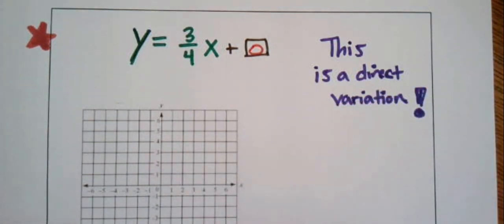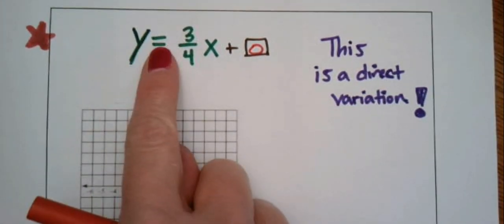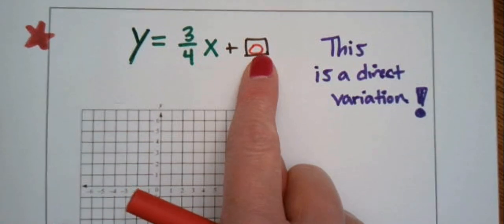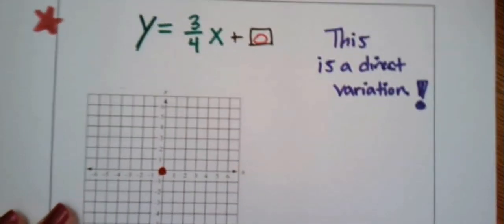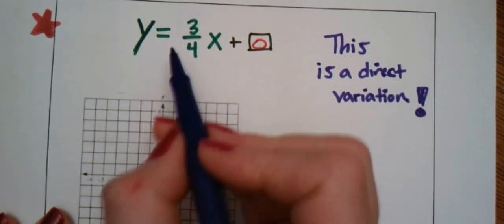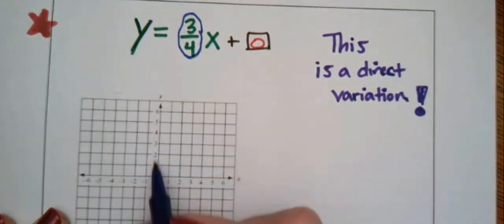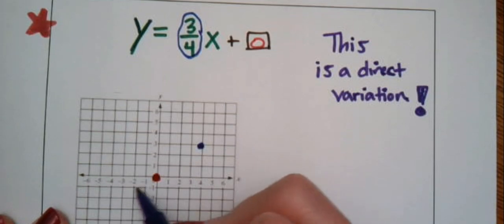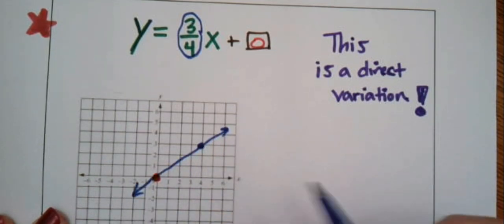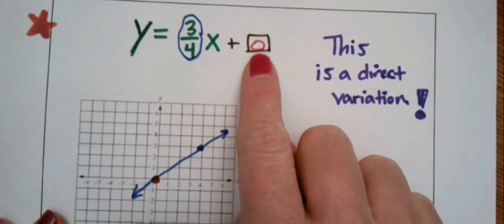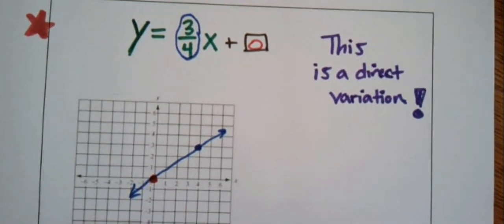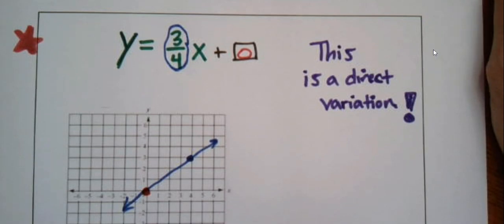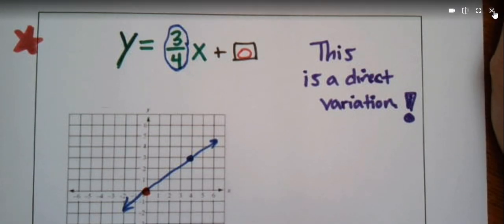Yep, a 0. This is a direct variation, y equals kx, right? And we know direct variations always go through the origin, and that's why this is going to start at 0. And then, of course, I would just make another point using my slope of 3/4, up 3 over 4, and connect the points and graph them. So if you don't see an intercept, it's 0. It's a direct variation. It goes through the origin, just like that. Okay, now let's go to our summary.